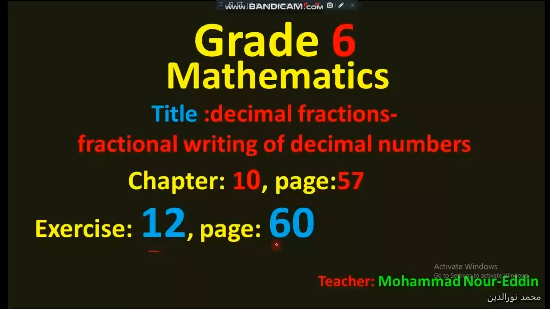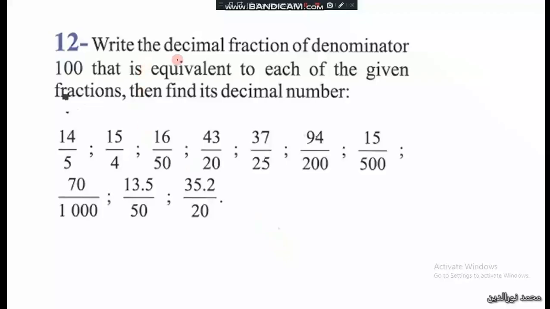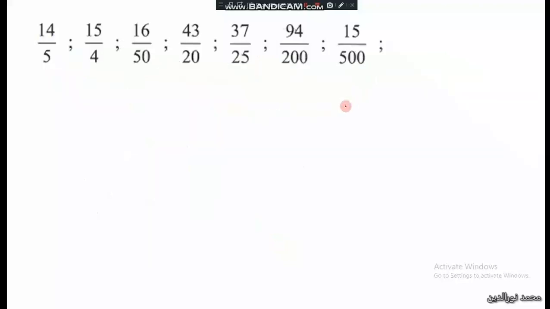Exercise 12 on page 60. Write the decimal fraction of denominator 100 that's equivalent to each of the following fractions and give the decimal number. So we have first 14 over 5.